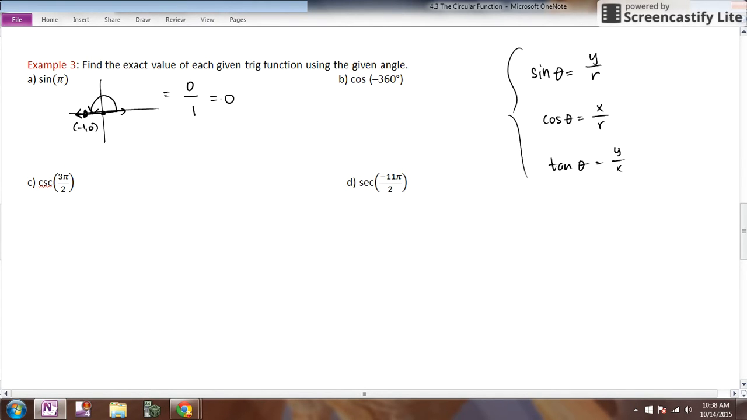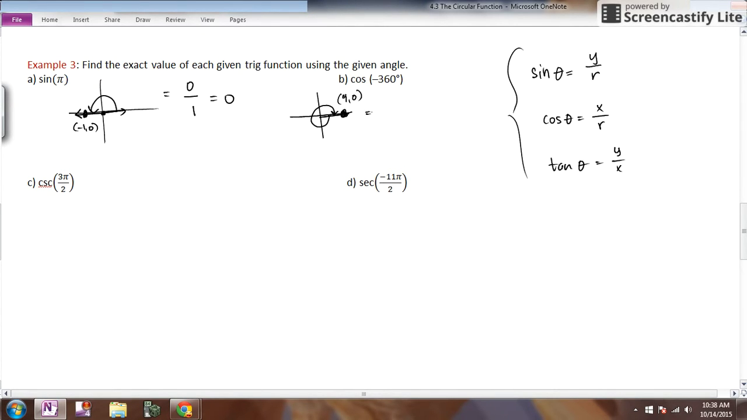All right, what about cosine of -360? If I go to -360, that's around this way all the way to here. So there's your graph. Pick any point you want on there. Just to show you, I will pick the point 9, 0. Now they want cosine, so cosine is the x value over the r value.